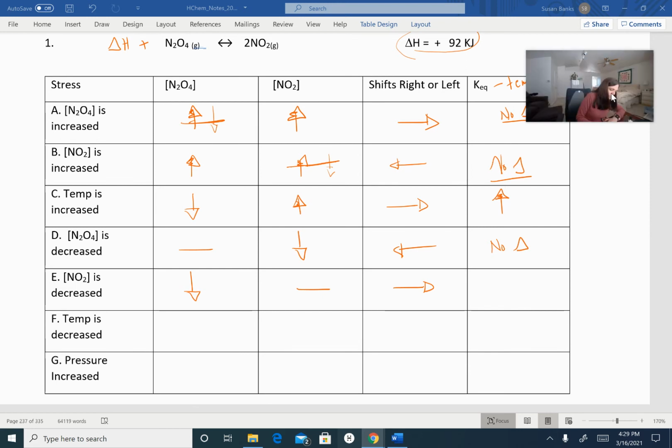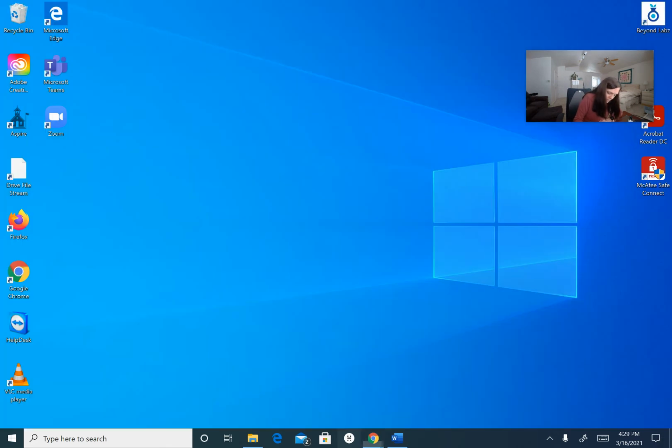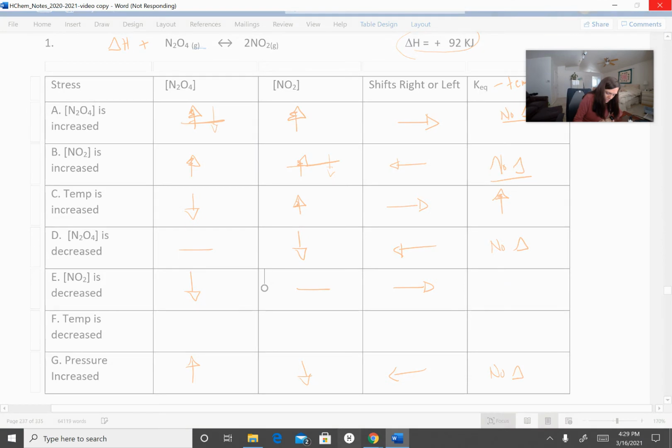So let's fill those in. So my dinitrogen tetroxide will go up, my nitrogen dioxide will go down, shifting to the left, no change here. Okay, and this is going to be no change here.